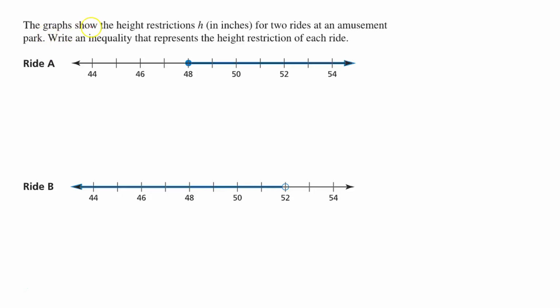Hey, check this out. The graphs down here show the height restrictions for rides at an amusement park. So for ride A, let's see, 48 looks like it is a solution, and then the numbers go to the right. h is in inches, so it's going to be h, and the number is going to be 48, and it is a solution, and they're greater, so h is greater than or equal to 48. Yay!